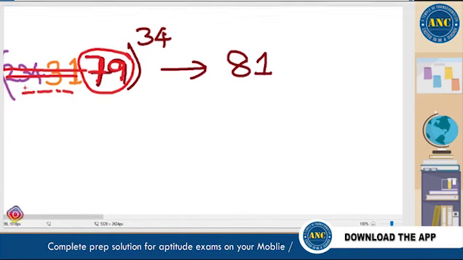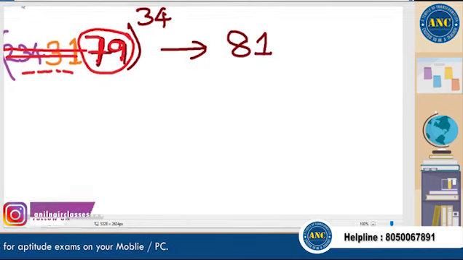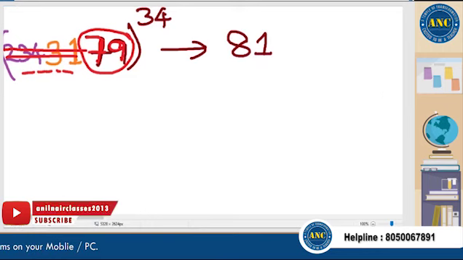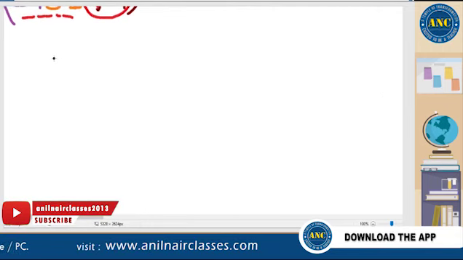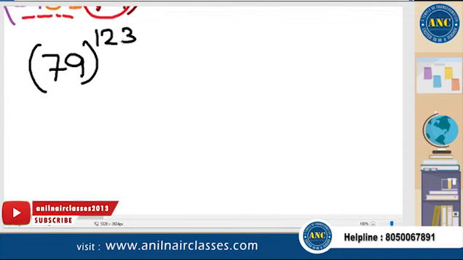Now, what is the other doubt which you might get, which I only created in you? What if the power is an odd number? Suppose, for example, let me take 79 to the power of 123, right? Power is an odd number.